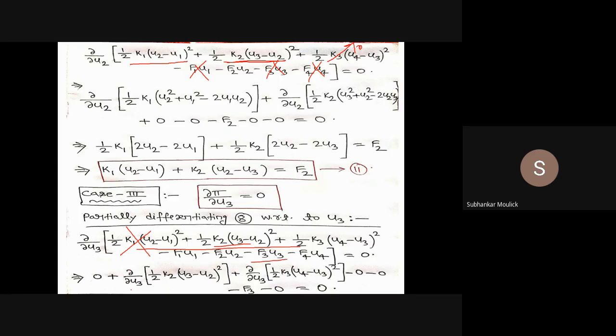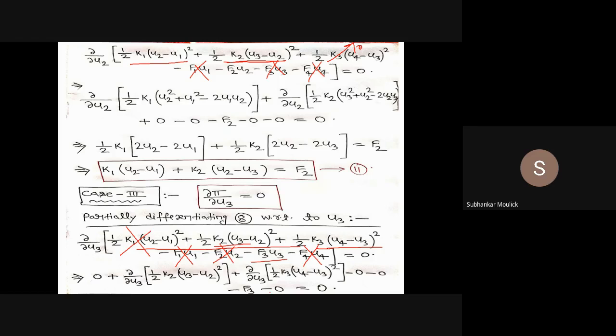That is del by del u3 of half k2 into u3 (a minus b) whole square, that is u3 square plus u2 square minus 2 u2 u3, plus partial differentiation of this term is also possible. U3 is present. So del by del u3 of half k3 (u4 minus u3) whole square, that is u4 square plus u3 square minus 2 u4 u3. Minus, this term will not come into account, this term also will not come into account, and this term will also not come into account, because in all these terms u3 is not present.